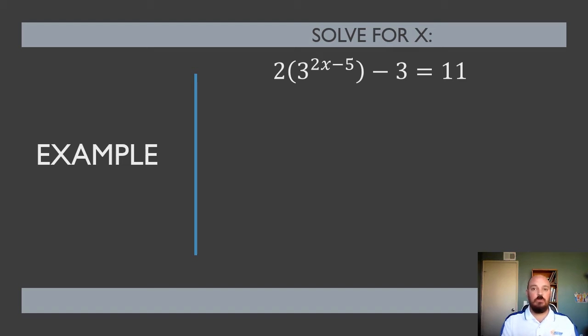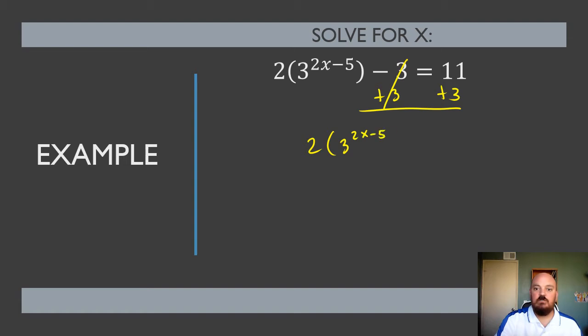It was a very simple 3-step process. Number 1 was to isolate the function, whether it's a log function or an exponential, get it by itself. So basically the one in the parentheses, the 3 to the 2x minus 5 power, I just need to get that all by itself. So let me start by adding 3 to both sides. I want to get rid of that 3. Cancel that out, and I have 2 times 3 to the 2x minus 5 equals 14.